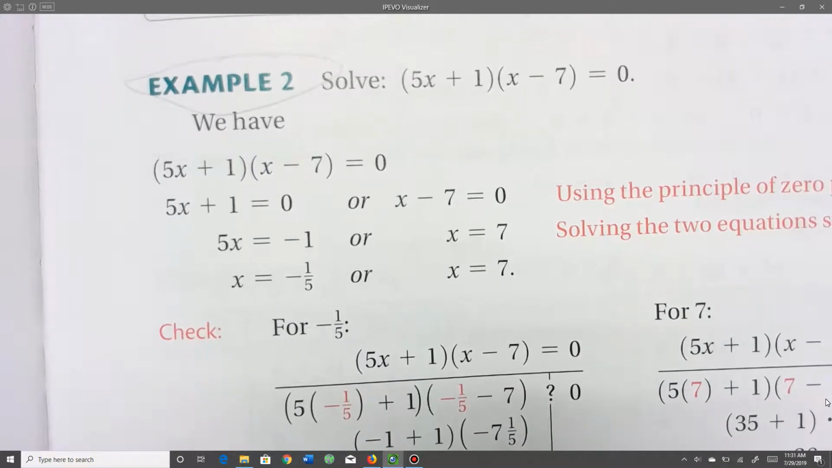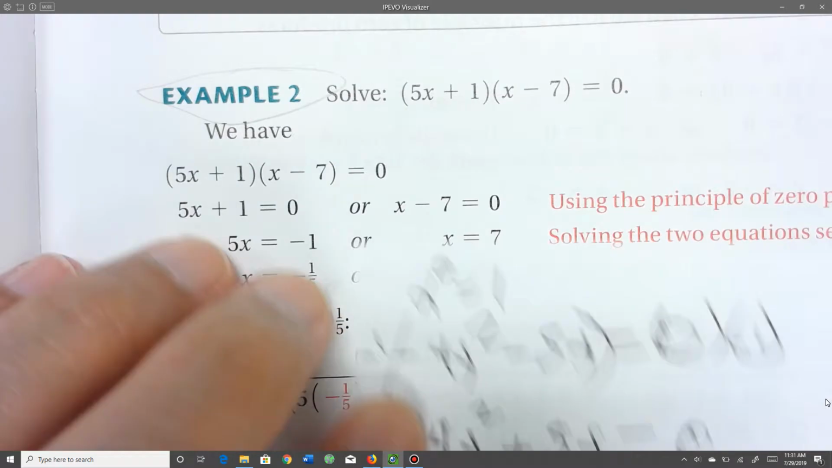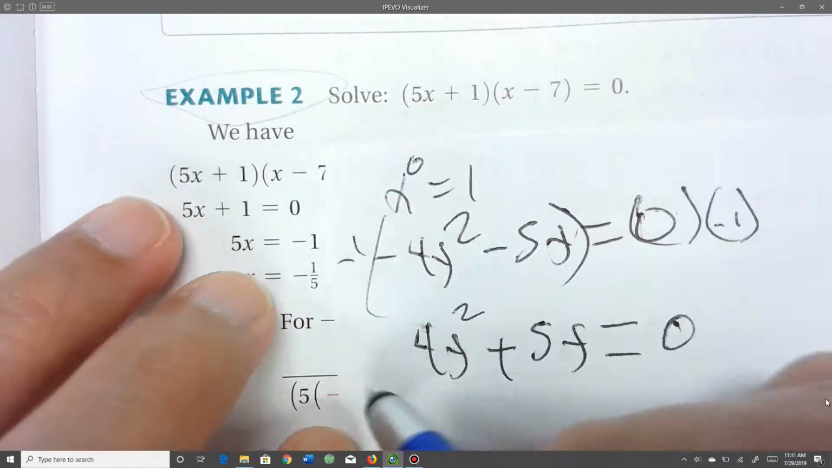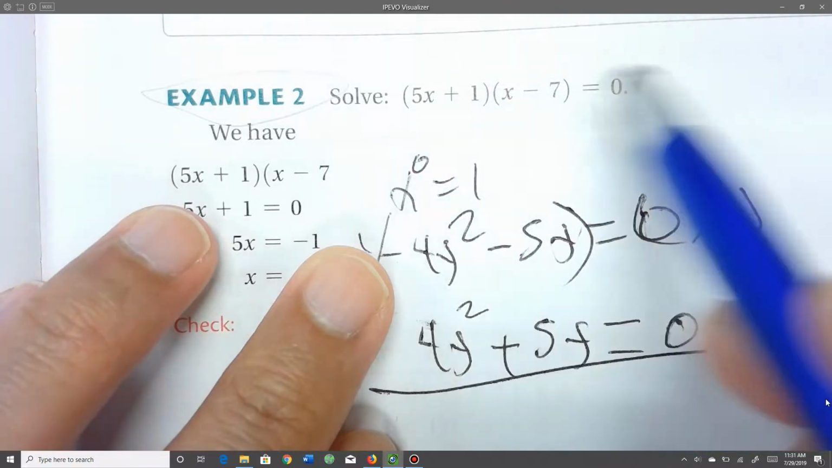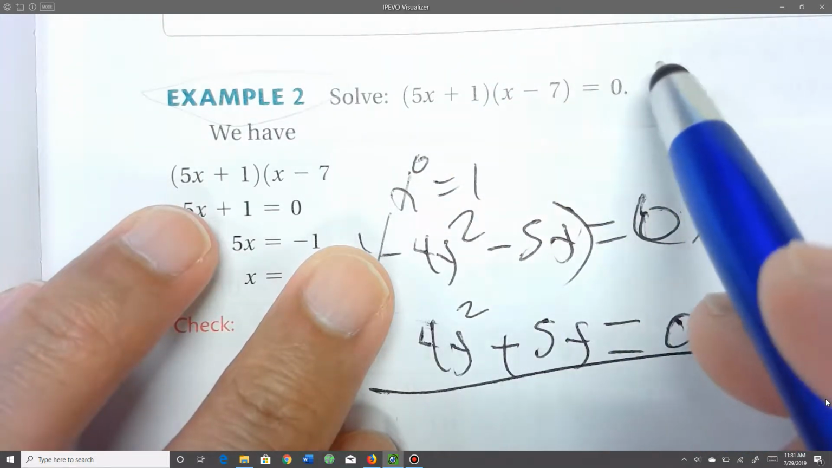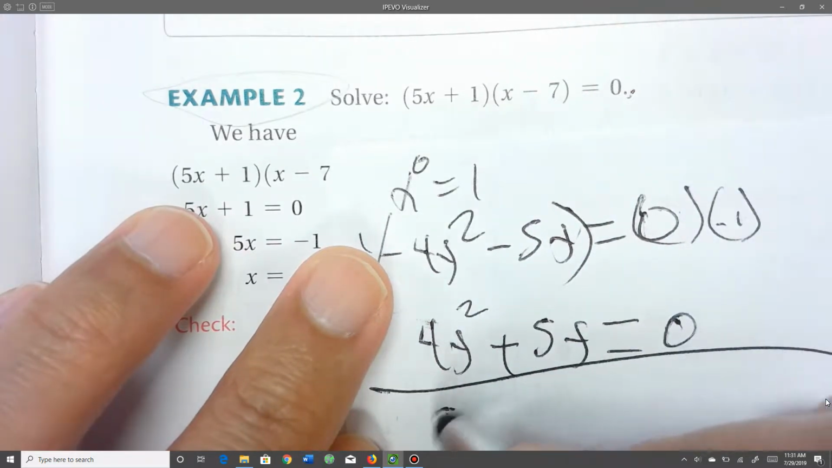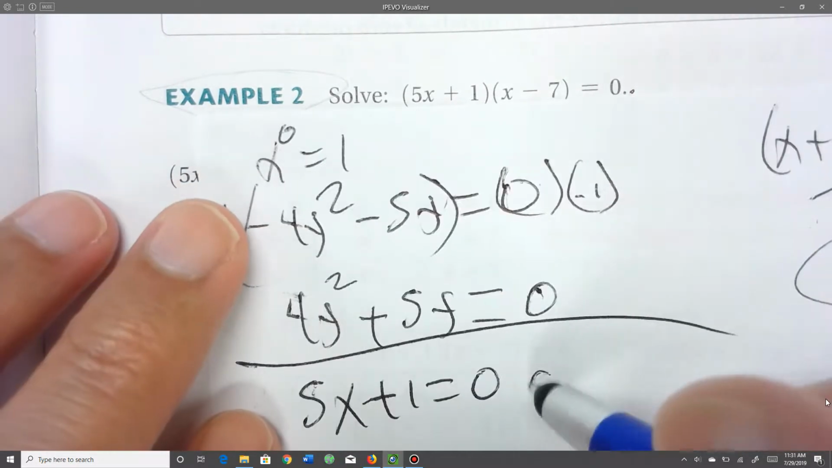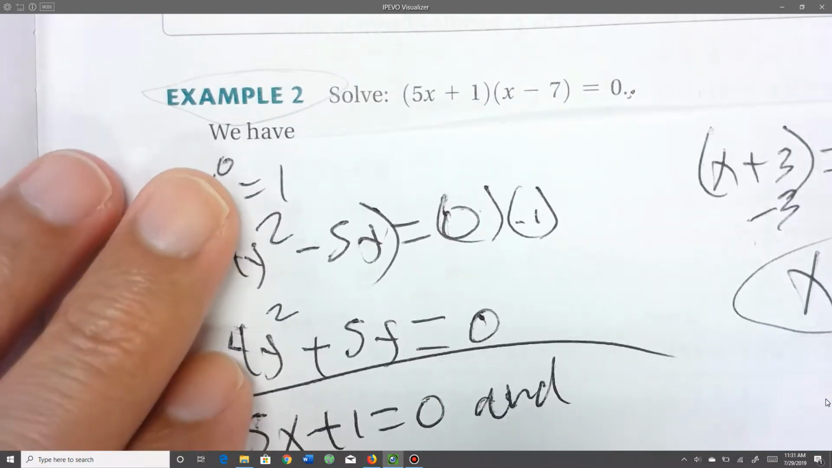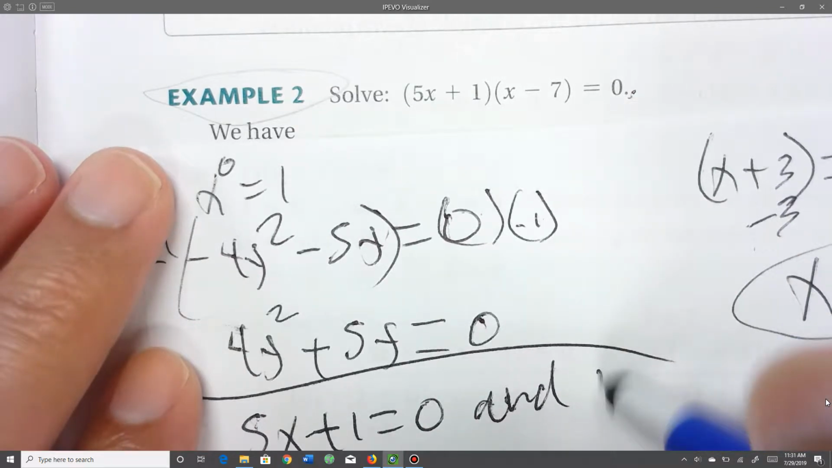And in this case, they have already factored it for us, so we don't have to do much except rewrite it over here as two different equations, because it is already set equal to 0. So 5x plus 1 equals 0 is my first equation, and x minus 7 equals 0 is my other equation.